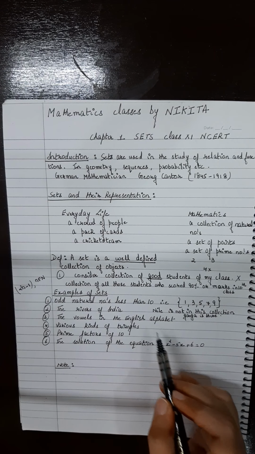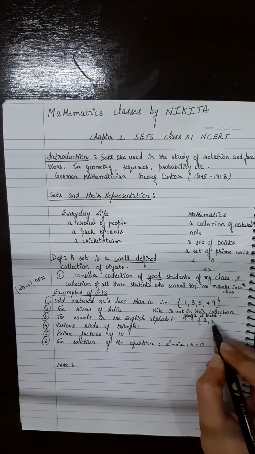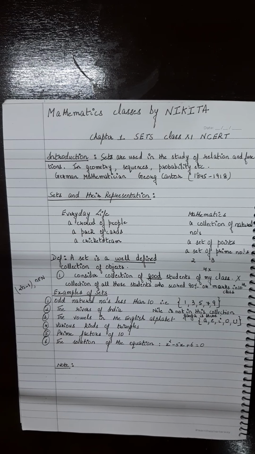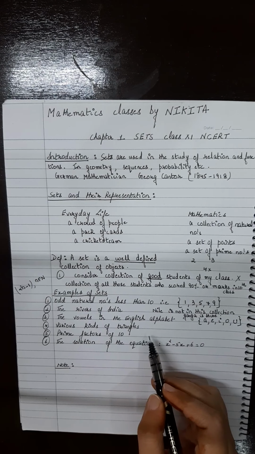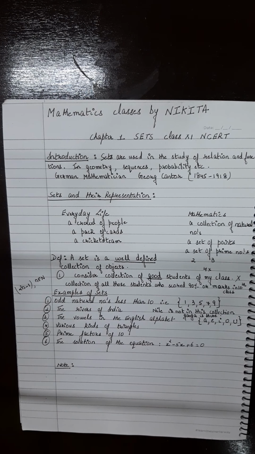Next we have the vowels in the English alphabet. You know that the vowels in the English alphabet are A, E, I, O, U. So again this is a well-defined collection of objects. Various kinds of triangles. This is also well-defined because on the basis of sides we have equilateral triangle, isosceles triangle and scalene triangle, and on the basis of angles we have right triangle, obtuse triangle and acute triangle. So this is also a well defined collection of objects.